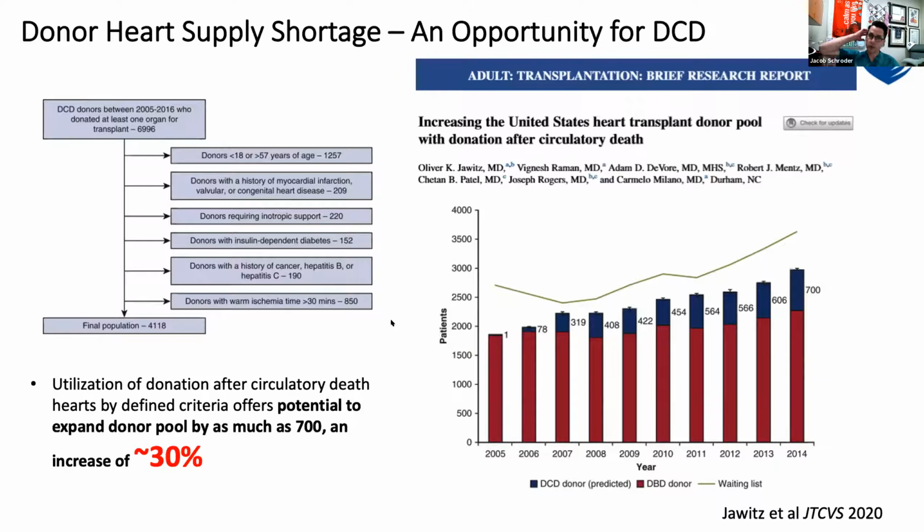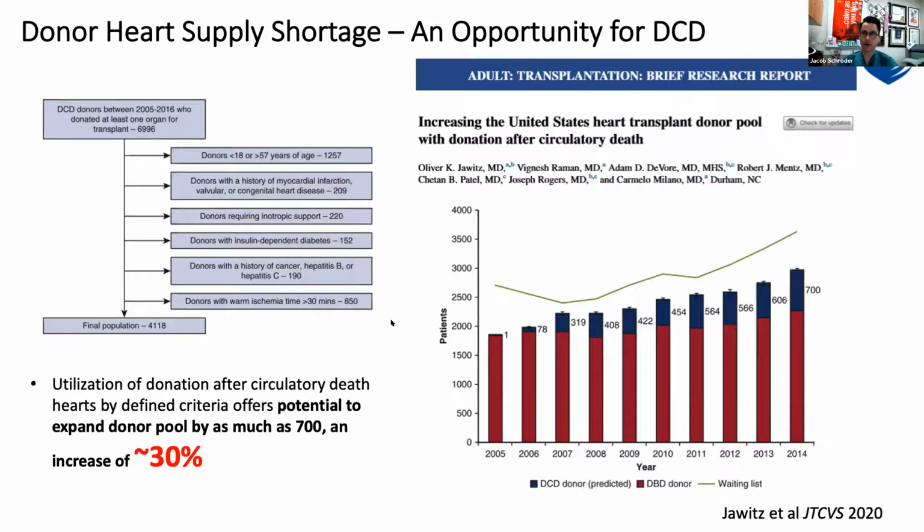So why is this important? Well, as I said, classically this has been a supply-limited issue, in terms of not having enough donors for all the recipients we have. Oliver Jowitz, one of our residents, a couple of years ago did a study where he looked back at all the DCD donors from 2005 to 2016. He segregated out the donors that were too young or too old, who had valve disease or low EF, et cetera. And just by looking at that, it showed that the donor population could be increased by at least 30% in this country.